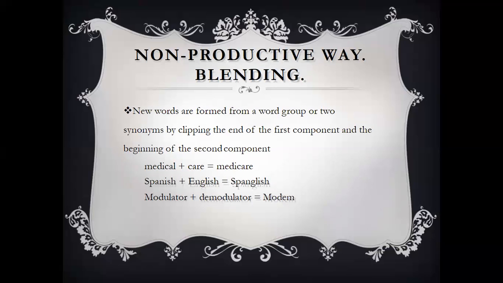And now we will discuss the non-productive way of word formation. The first is blending. New words are formed from a word group or two synonyms by clipping the end of the first component and the beginning of the second component. For example, medical plus care is Medicare. Spanish plus English is Spanglish, a new word which is the combination of two words.